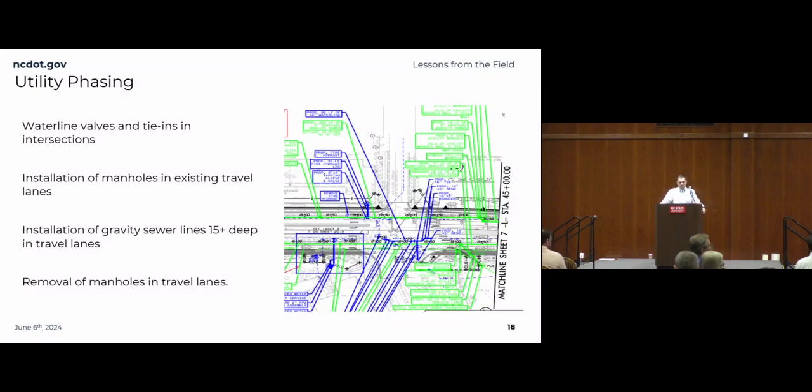Gravity sewer, force main is also an issue, but again, we're looking at depths and trying to tie in. We run into issues where we have to get the road back open a lot of times, especially if you're running a cross line of drainage pipe.